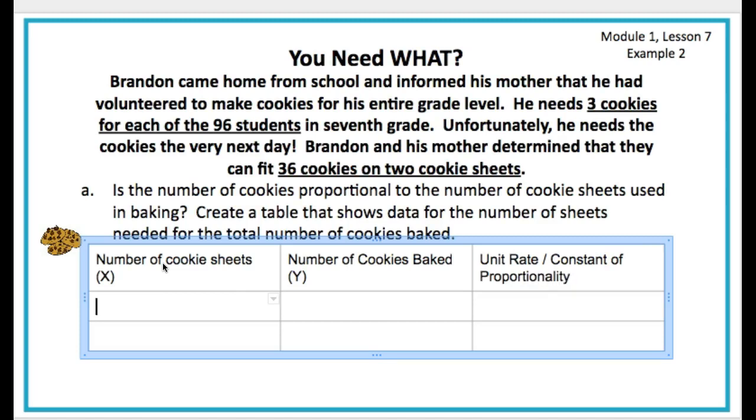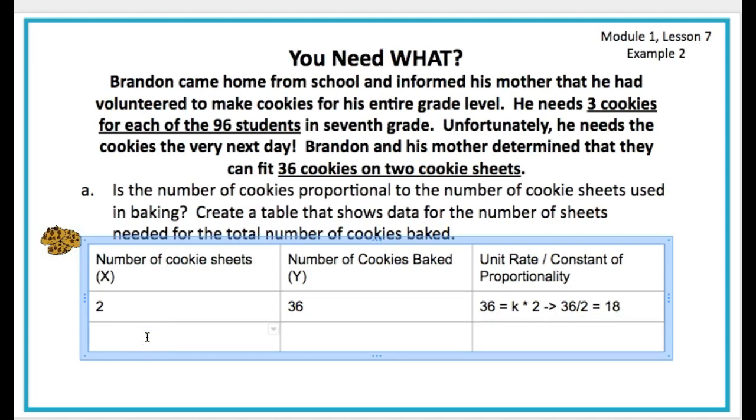So if we know we have 2 cookie sheets and those 2 cookie sheets can give us 36 cookies, let's take a look at how this would work with our equation, y equals k times x. So we know that 36 is equal to k times 2. And in order to get k by itself, 36 divided by 2 gives us 18.